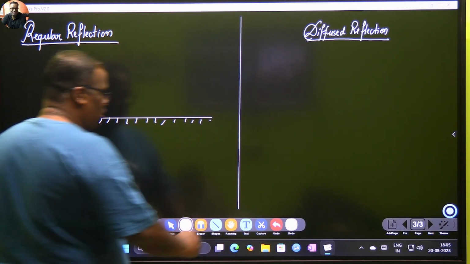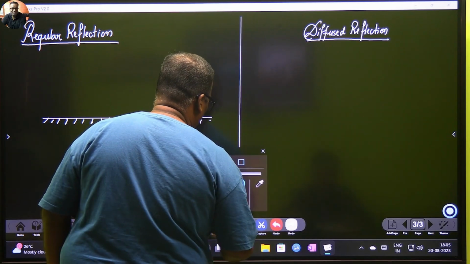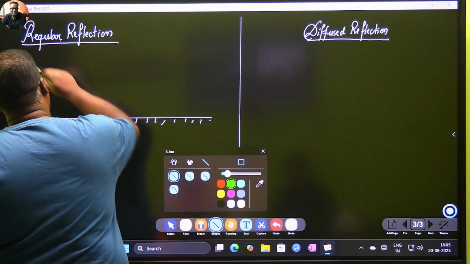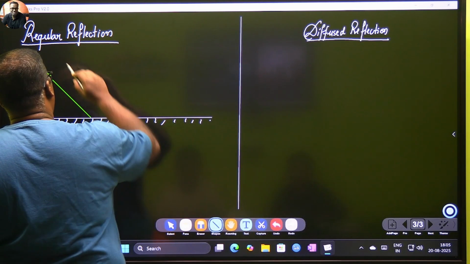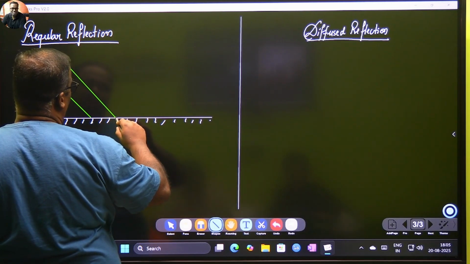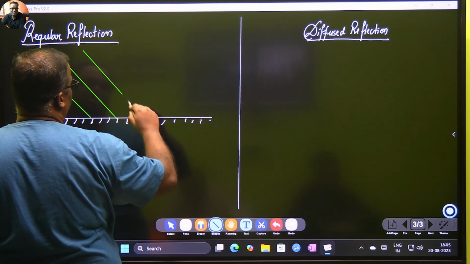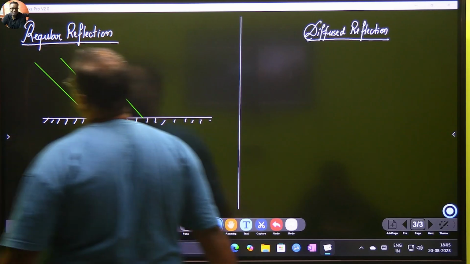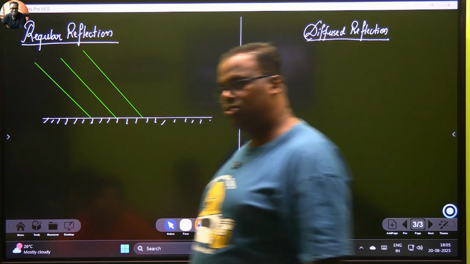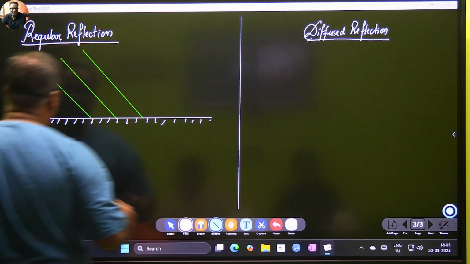And this time, unlike one incident ray, we will have a beam of incident rays. Now, what is a beam? A beam is a collection of parallel rays. So we have a beam of incident rays. Understood? So we can again name them.